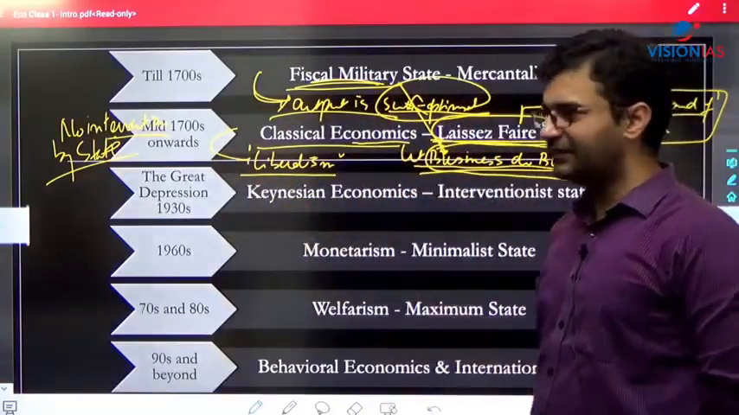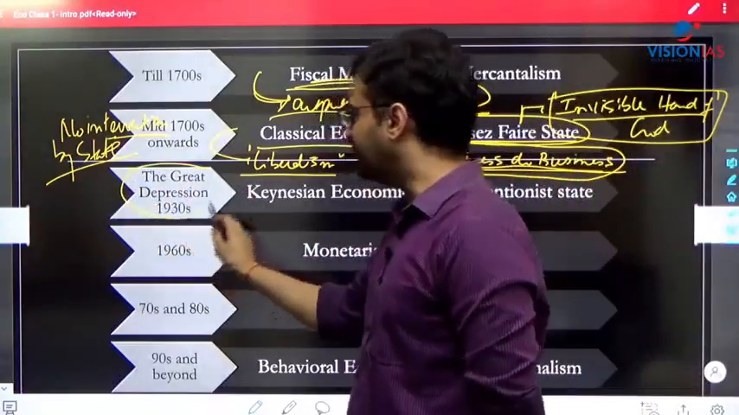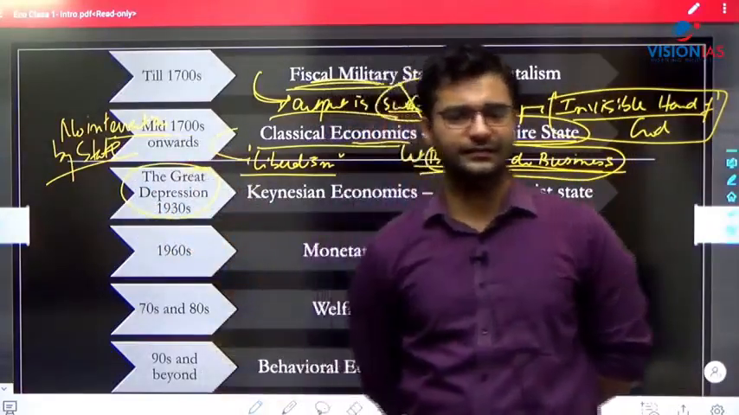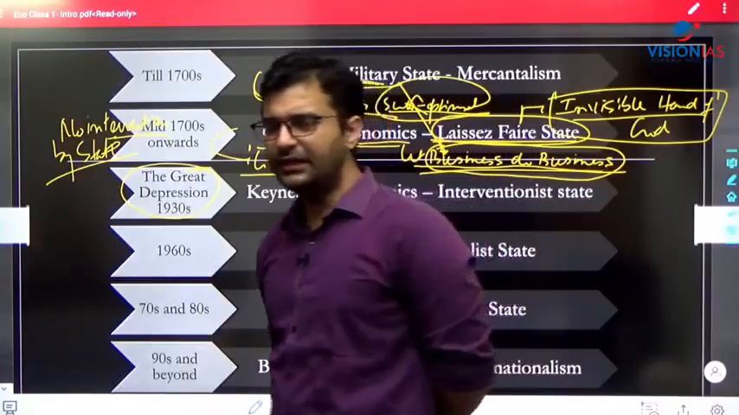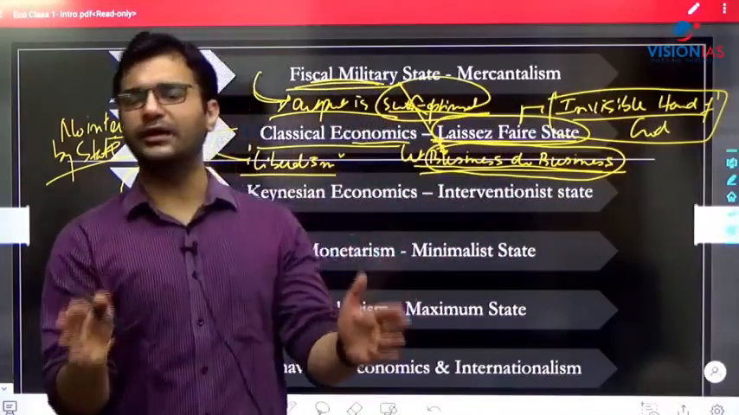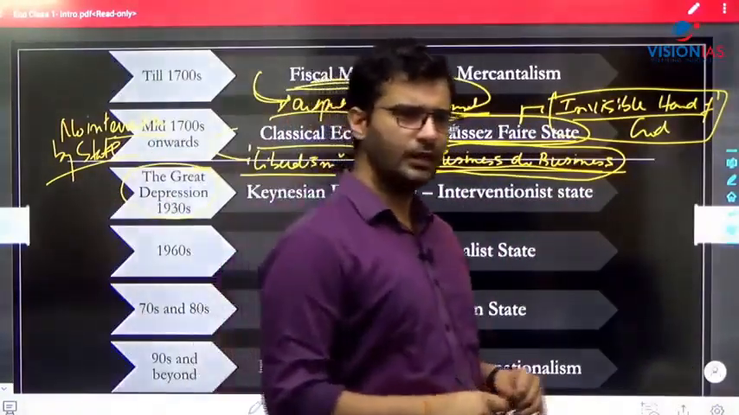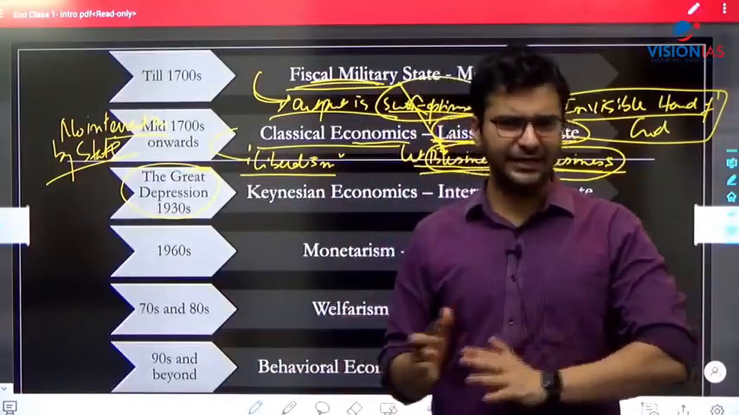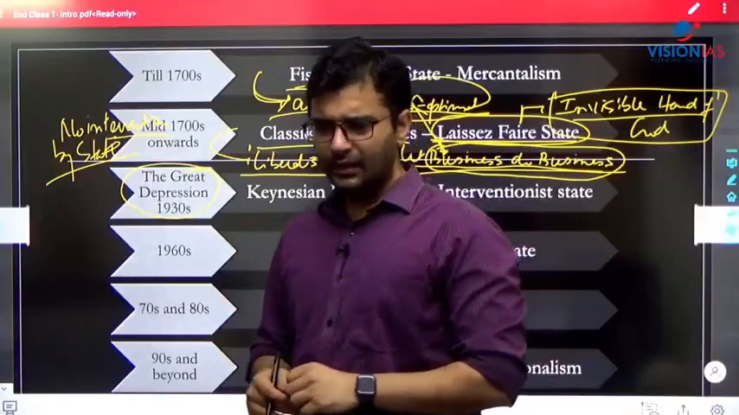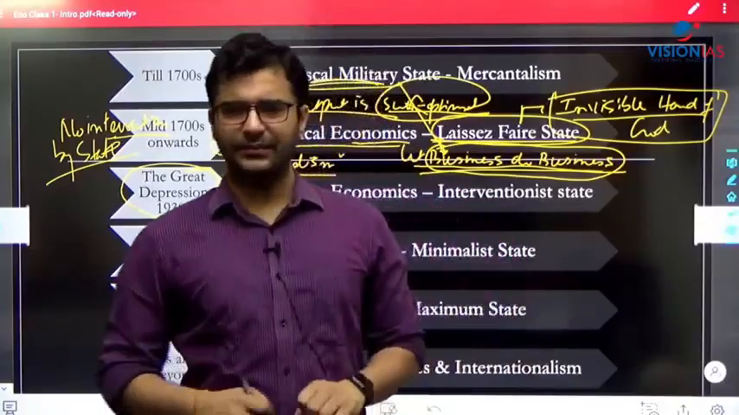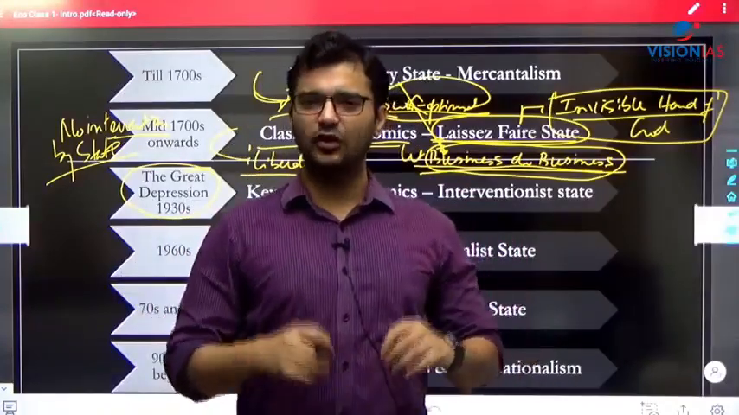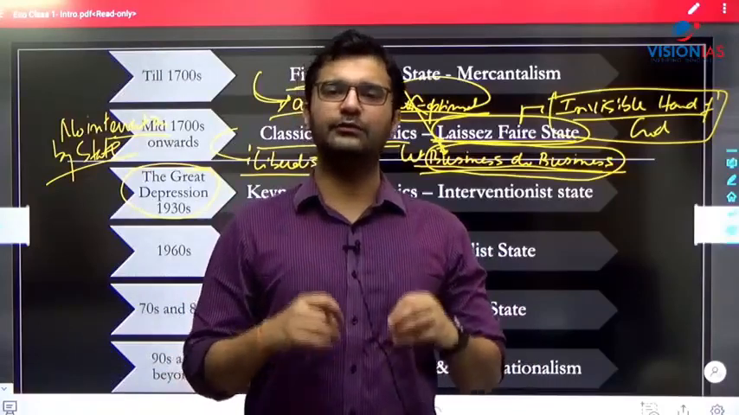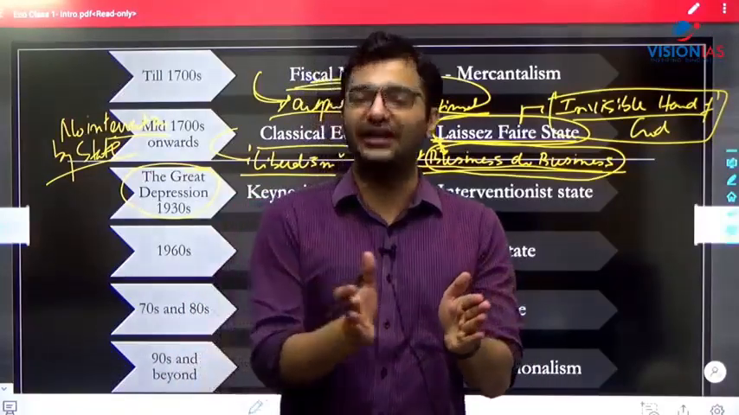But then comes the Great Depression of 1930s. What is this Great Depression of 1930s? The Great Depression is a period between World War I and World War II. It starts in 1920s, late 1920s, precisely 1928-29. This Great Depression is a state of economics, of an economy in which an economy starts to contract.